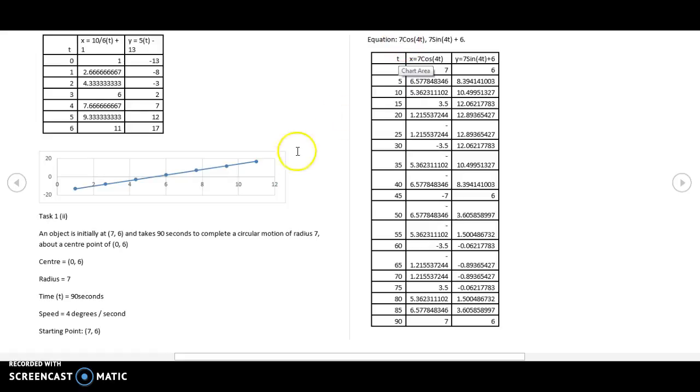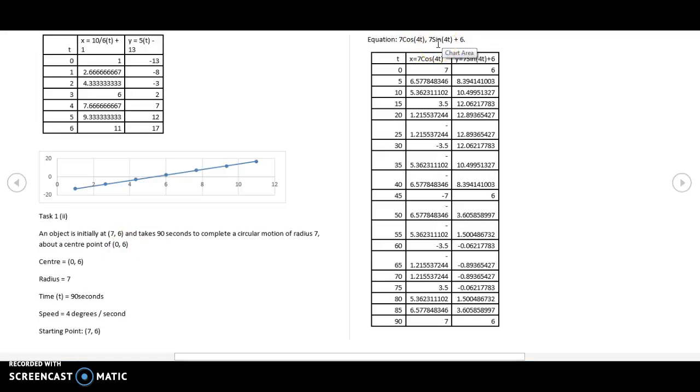So 7, which is the radius, cos. So I put cosine first, which will make it go anti-clockwise, because the question doesn't specify whether it should go anti-clockwise or clockwise. And then 4t, which will give us the speed, so that it goes at 4 degrees per second.